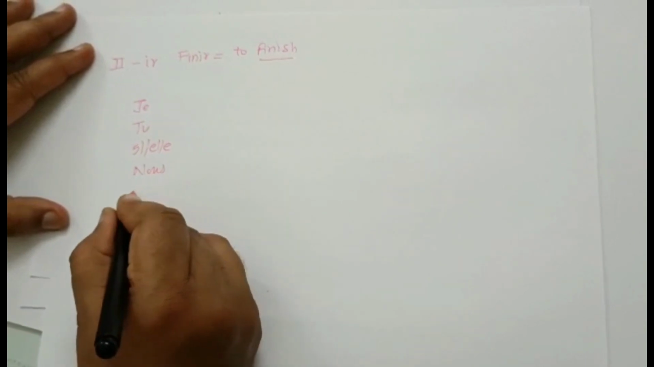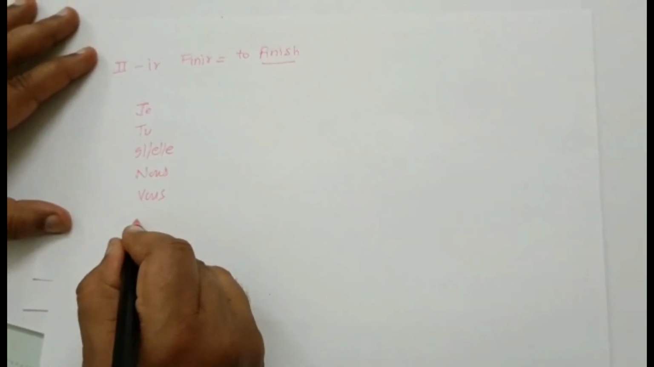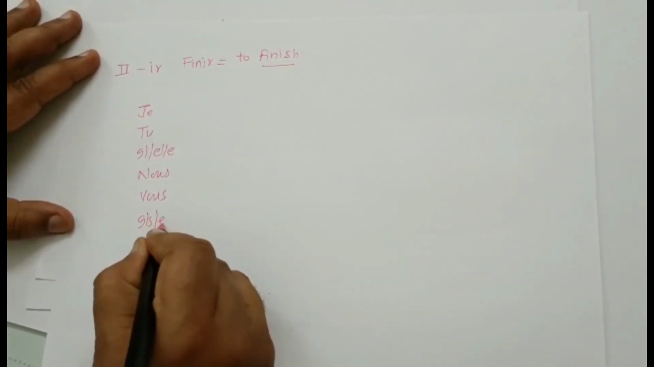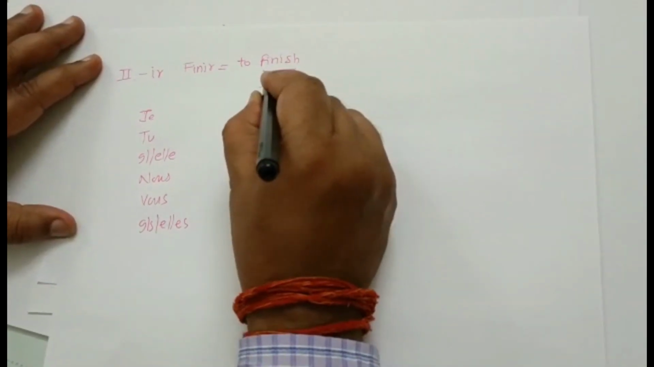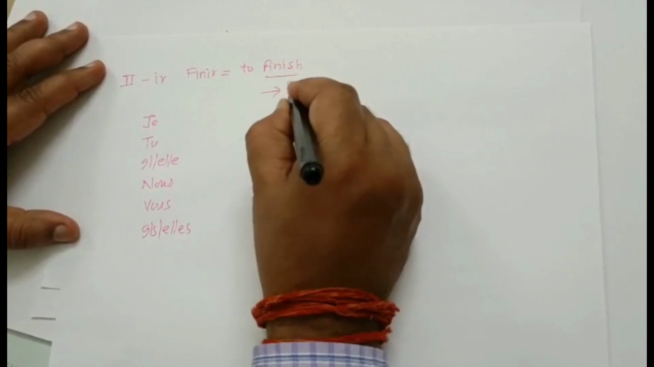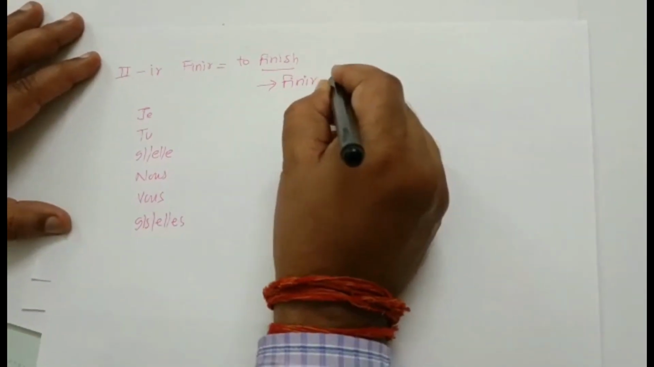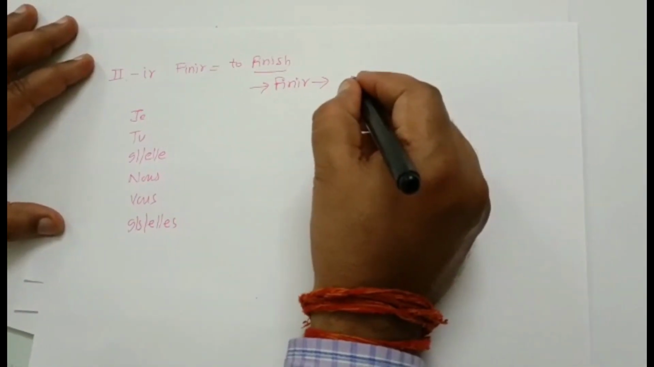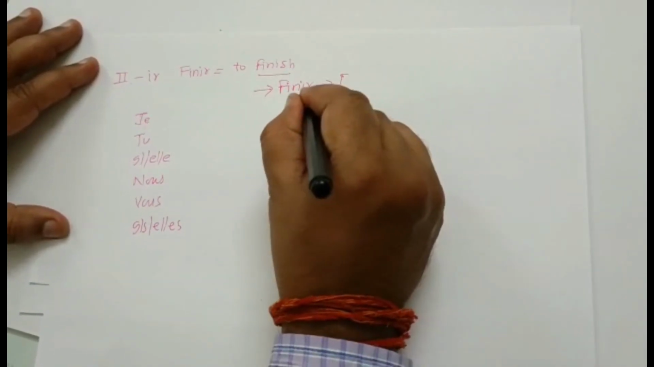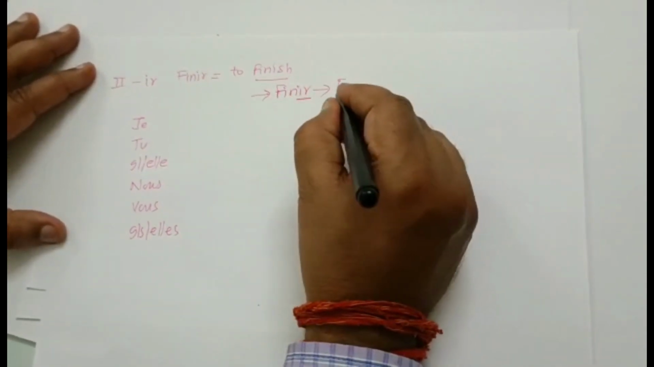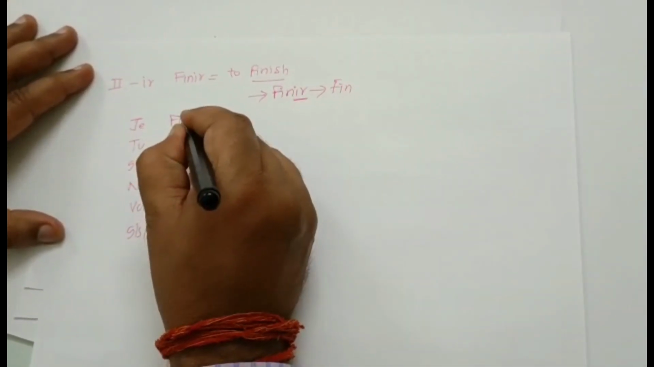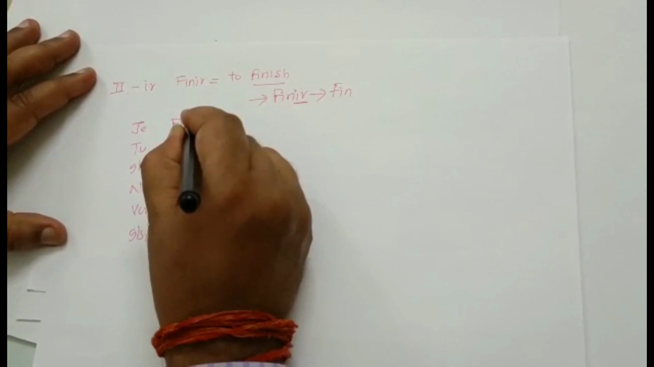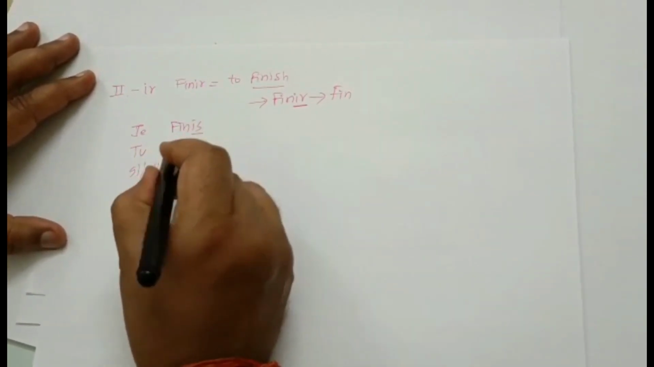On may be added, nous, vous, ils, elles. As far as the rule is concerned, this is the way by which we will be able to learn how to make the conjugation of a second group verb. That would be bisected, so the root will be fin. Here we are going to add is, that is finir.